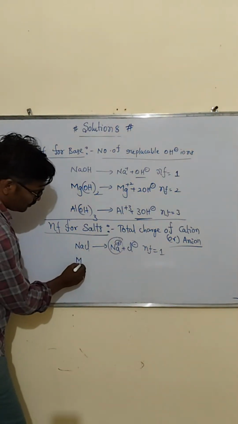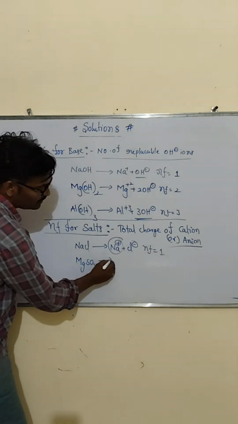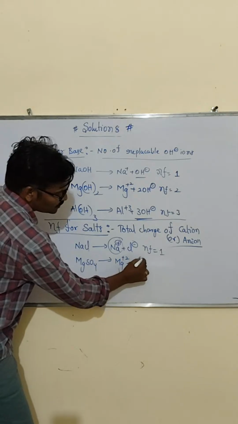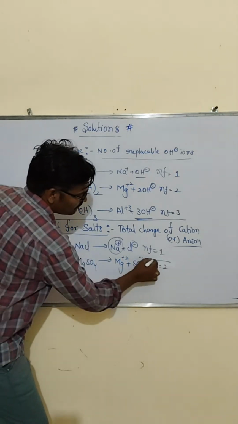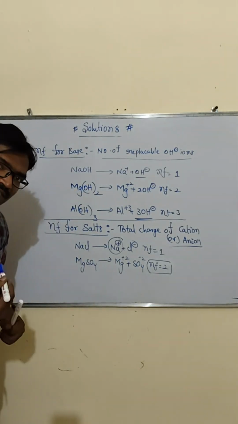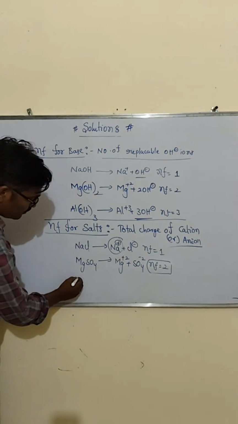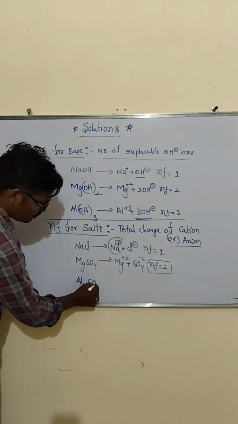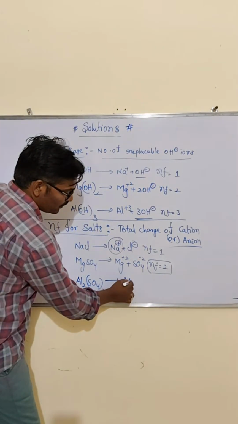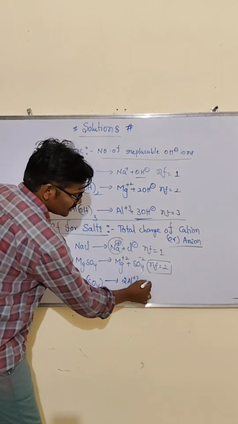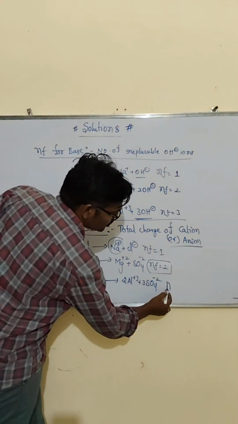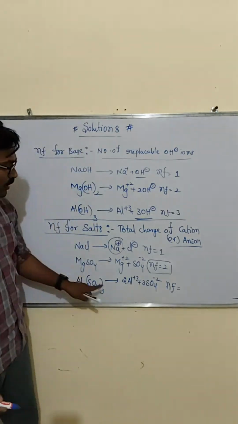Then MgSO4 is there, for example. It can be dissociated into Mg plus 2 and SO4 minus 2. So what is the n factor for this? 2. Why? Because the charge of cation is 2, and the charge of anion is also 2. Then the most important one is Al2(SO4)3, aluminum sulfate. It can be dissociated into 2Al plus 3 and 3SO4 minus 2. Look at the n factor, how much can you expect?